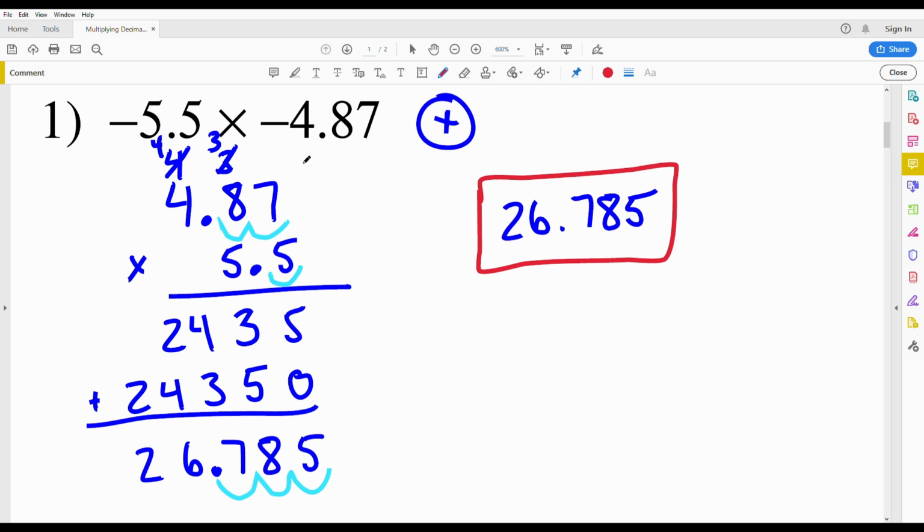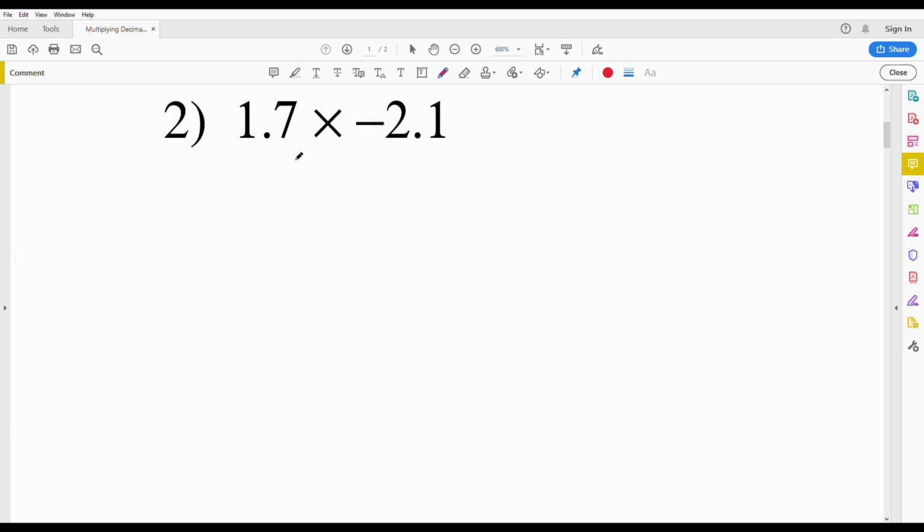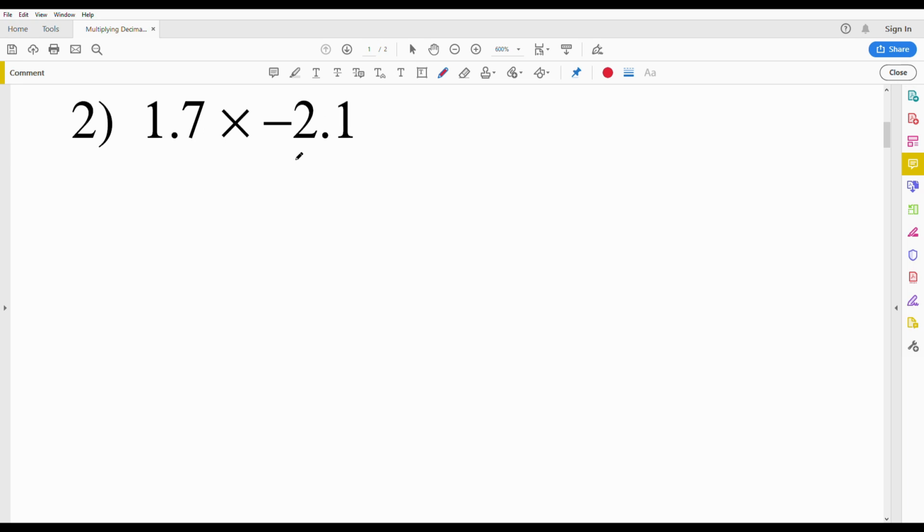Now I think number 1 was actually a tricky one to start with, so let's go ahead and move on to number 2. If you were very confused on number 1, continue on in this worksheet and then work back and try number 1 again. So in number 2, we have 1.7 times negative 2.1. A positive times a negative, we know our number is going to be negative. So 1.7 times 2.1.